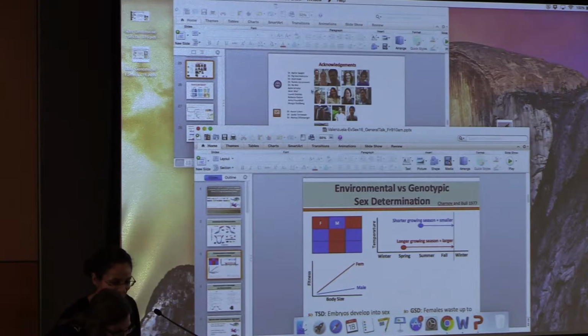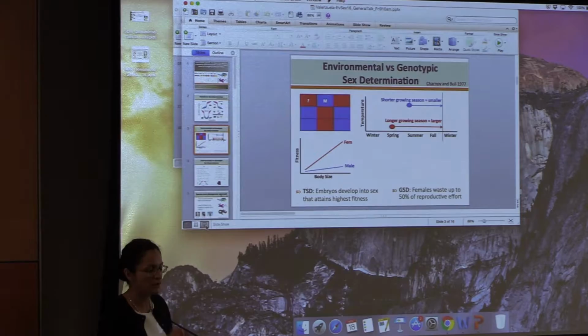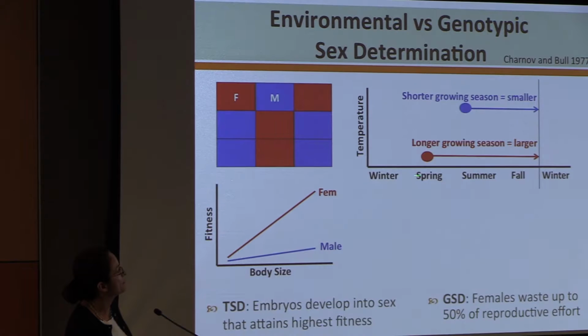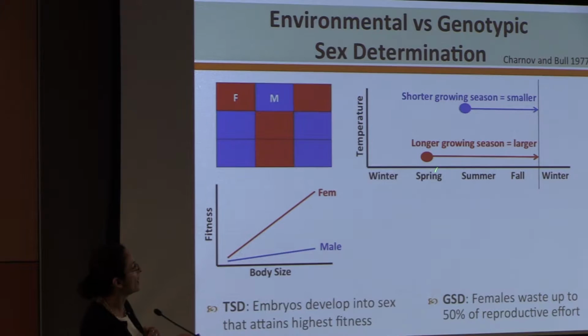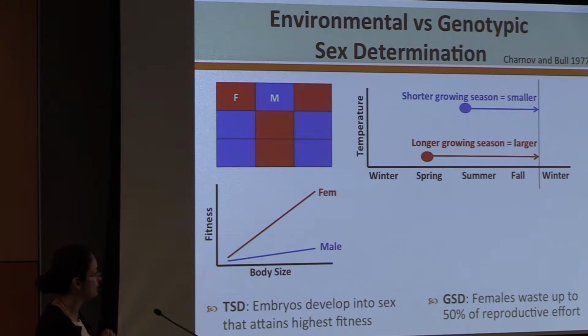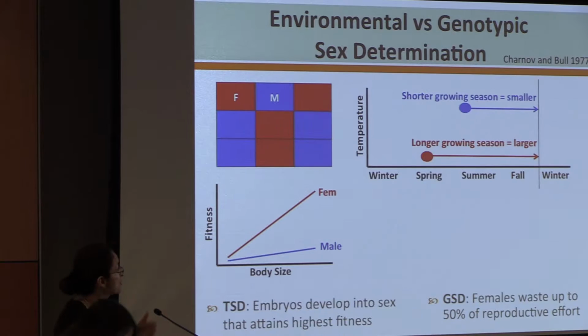So say, for instance, that instead of being geographic patches, we may have females during a year. Females may be produced early in the year and have a longer growing season, so they will attain larger body size than females that may be produced at warmer temperatures during the summer, that attain a smaller body size. So it will be convenient under these types of scenarios to have TSD, because the embryos will develop into the sex that attains maximum fitness in any given patch, be that spatial or temporal.